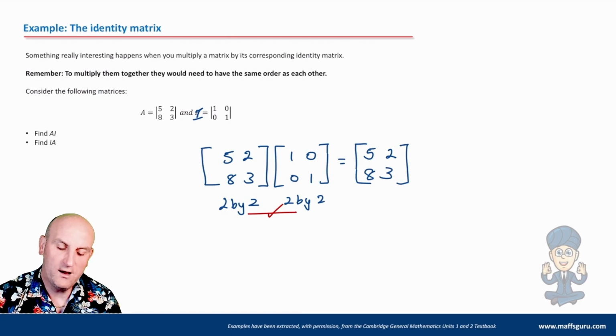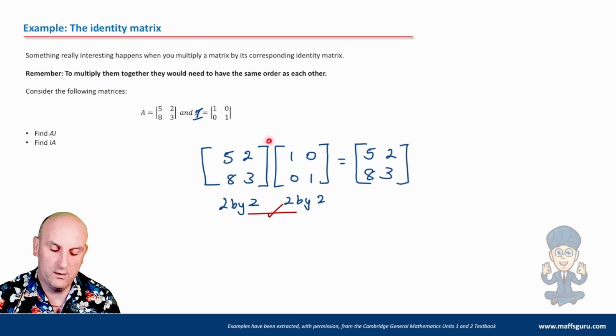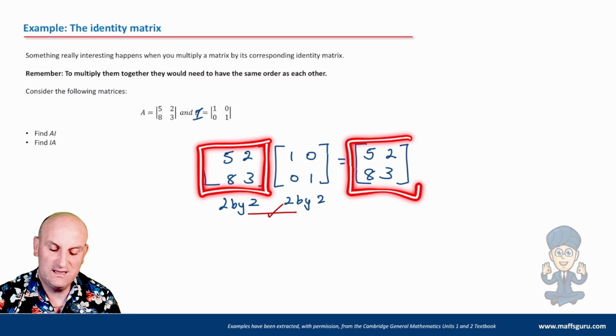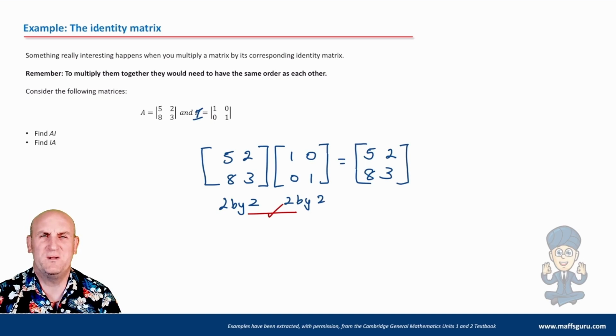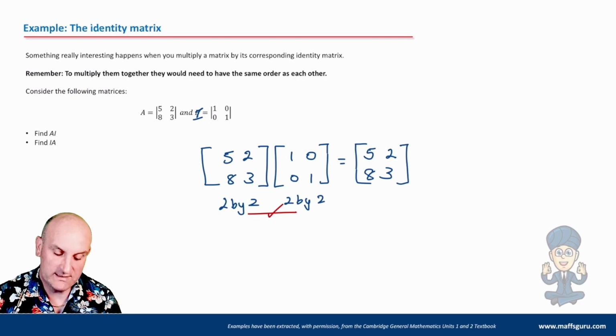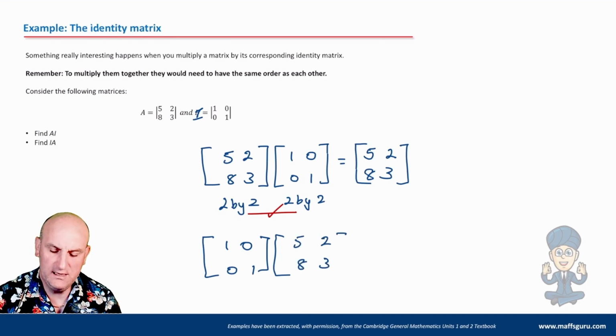Hold on a moment. I have just done all of that hard work to basically give me the same answer. So it would appear that multiplying by the identity matrix that way is like multiplying by 1. It's kept it the same. All right, it must be different the other way around. So let's do the identity matrix 1, 0, 0, 1 multiplied by 5, 2, 8, and 3.